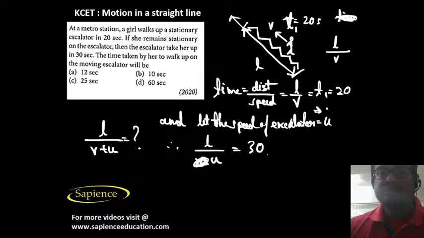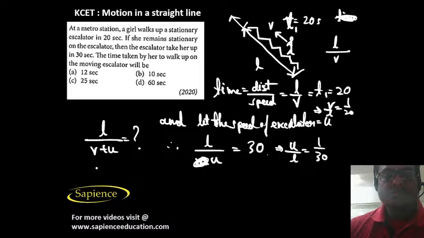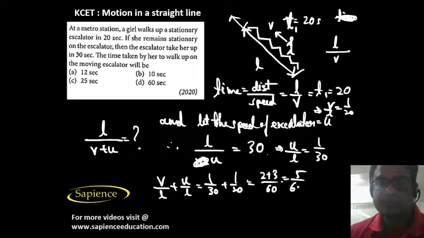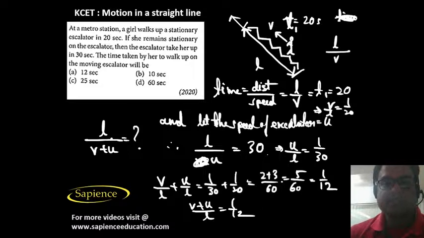So from here we can say V by L is equal to 1 by 20, and U by L is equal to 1 by 30. So V by L plus U by L is equal to 1 by 30 plus 1 by 20. If we solve it, the LCM is 60, and this will be 2 plus 3, that is 5 by 60, which is 1 by 12. So V plus U by L is equal to 1 by 12. So L by V plus U will be 12.